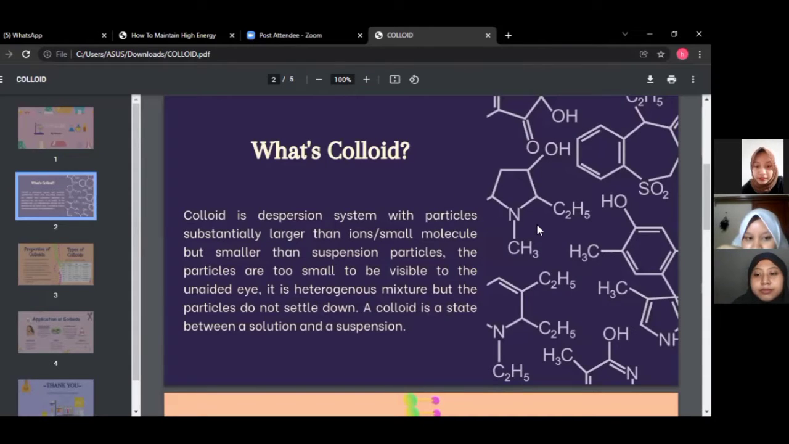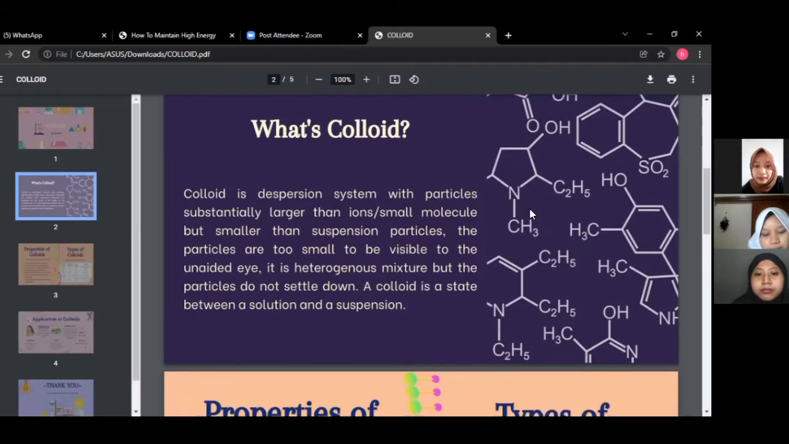Okay, what is colloid? Colloid is a dispersion system with particles substantially larger than ions or small molecules but smaller than suspension particles. The particles are too small to be visible to the unaided eye. It is a heterogeneous mixture, but these particles do not settle down. So that's why colloid is in between heterogeneous and homogeneous. And a colloid is a state between a solution and a suspension.